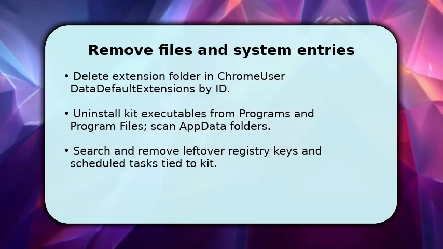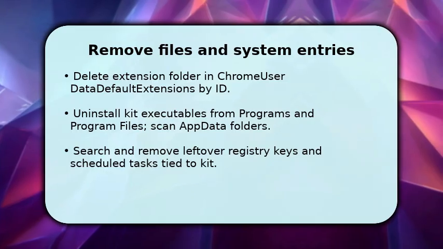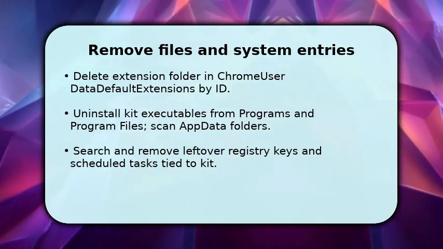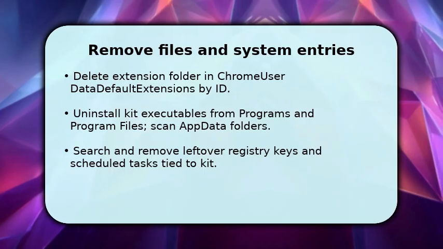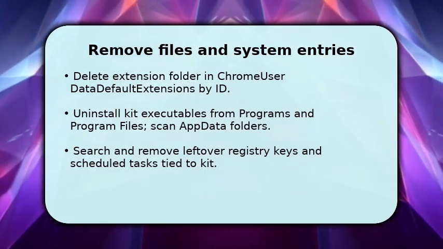files and app data. After that, use Regedit to search for the kit's keys and values. Export before changing anything, and also check Task Scheduler for persistence. Make sure to reboot into safe mode if a file is locked.